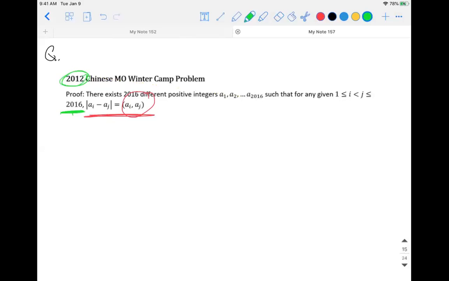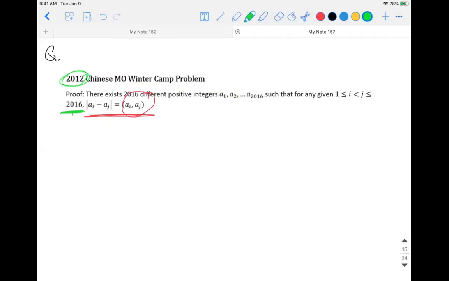Okay. A problem like this, how do we get started? That's the $1 million question you want to ask yourself. This is not a crazy problem, but it's a very interesting problem. How do we prove that for all i, j, ai minus aj is the greatest common divisor of ai and aj?